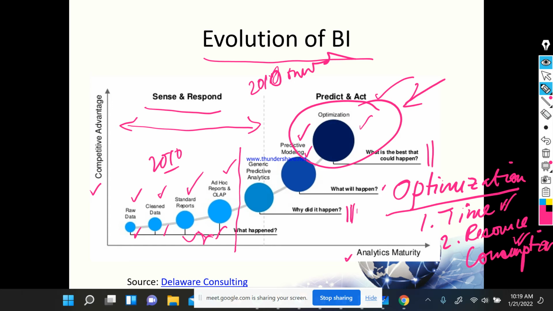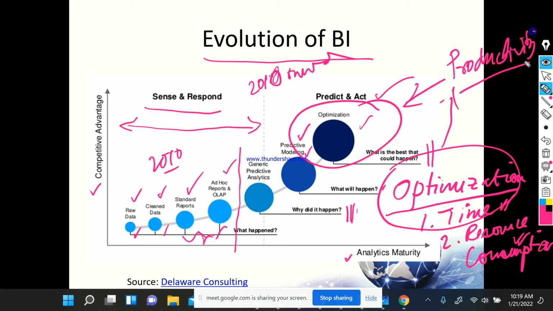Because resource consumption, why? Because if you can reduce resource consumption, that means you are increasing the productivity. If you are reducing the time, that means you're increasing the productivity. Optimization targets better productivity, higher productivity. All of us actually, we are doing optimization. We try to reduce time and try to reduce resource consumption. Does it answer your query?